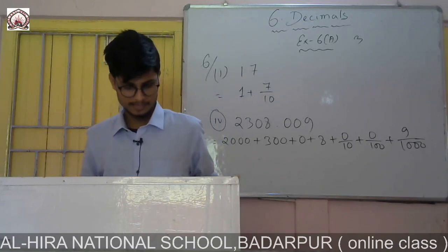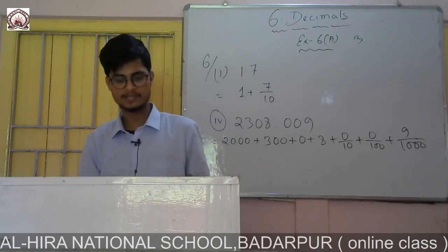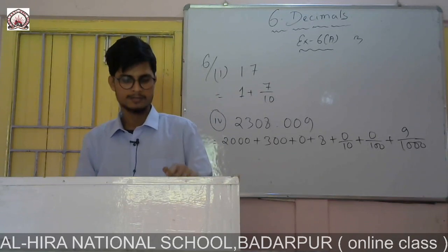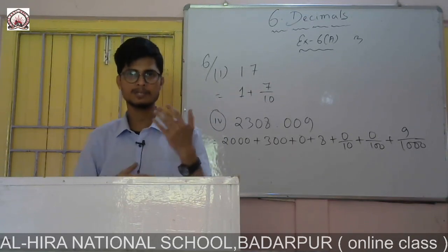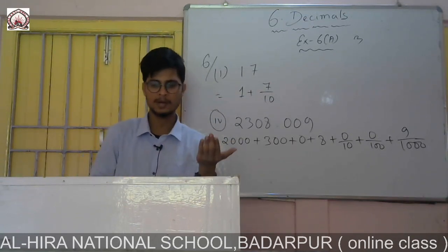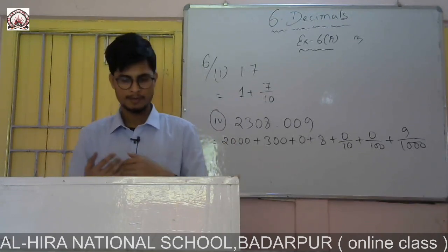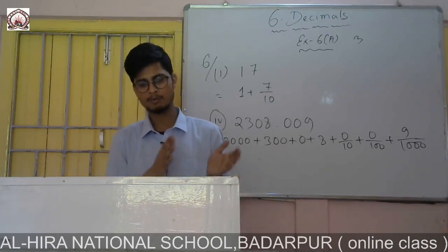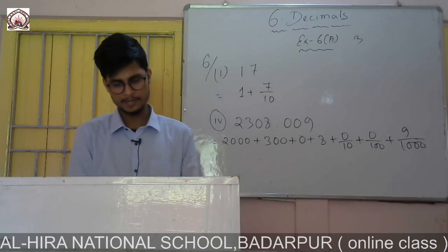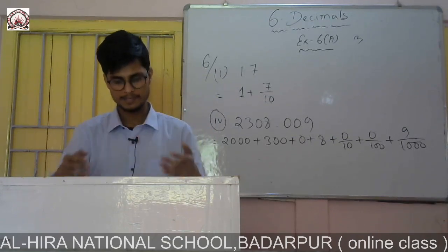Question number 7. Write each of the following in standard form. Same as question number 6, just you have to do the reverse. In the earlier one you expressed the number in expanded form from the simplest form, and now you have to convert from expanded form to standard form.